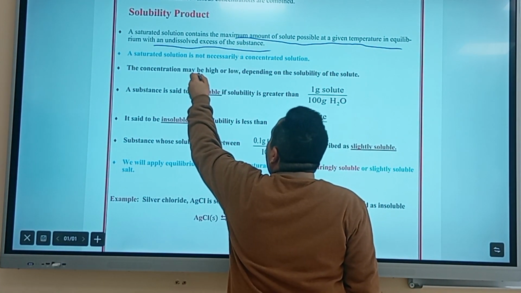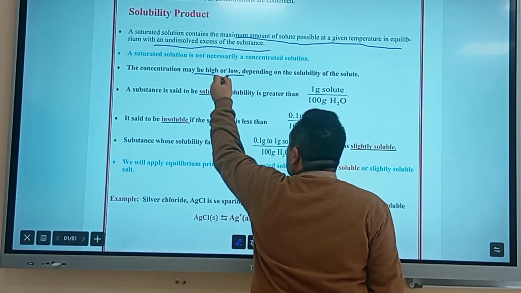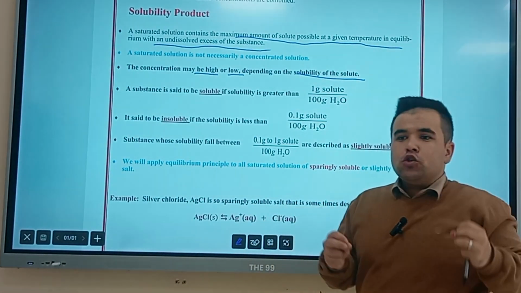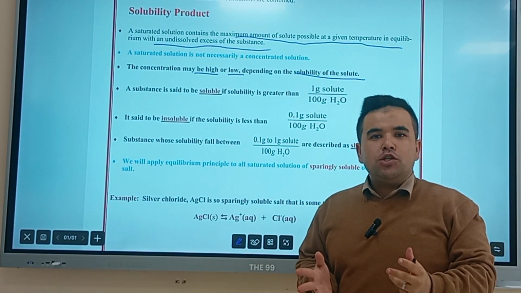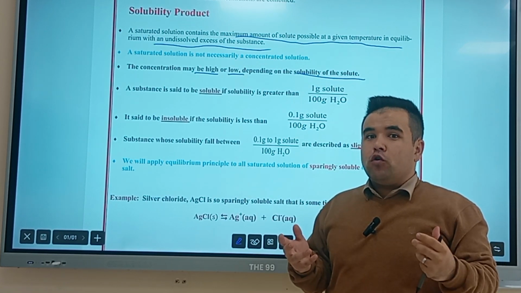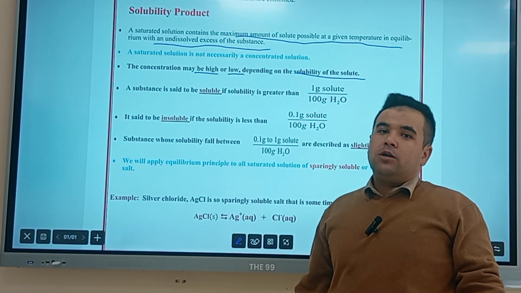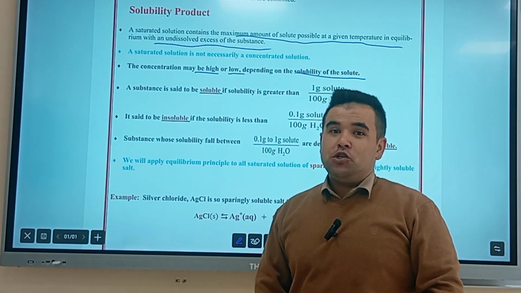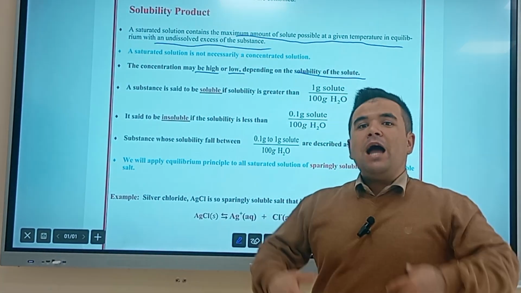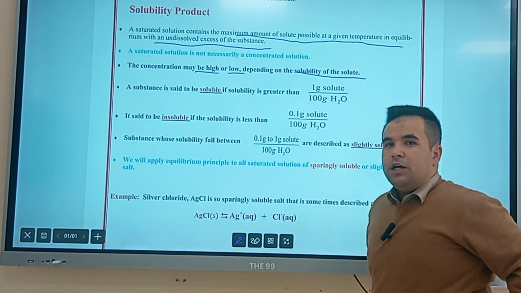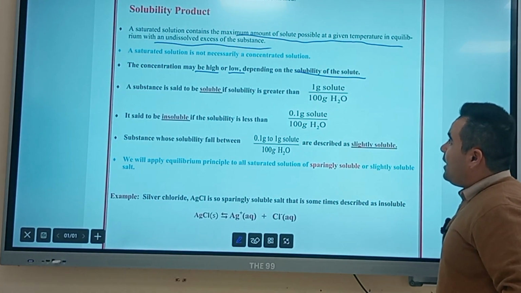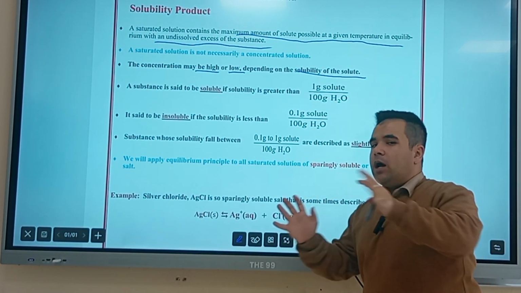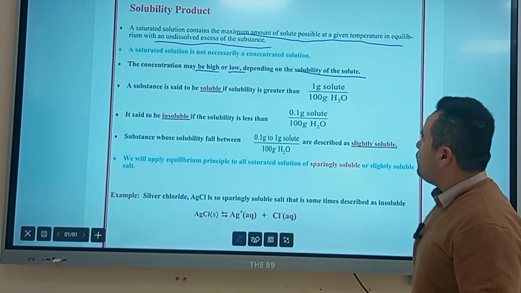The concentration may be high, concentrated, or low, dilute, depending on the solubility of the solute. Sometimes the solute does not dissolve well, its degree of solubility is low, so it does not form a concentrated solution, it is dilute, but it still reaches the position of saturation. Sometimes with a high concentration of the solute, it reaches the saturation point. And for that, the solutions which are saturated can be dilute or concentrated regardless of the existence of the solute in the solution.